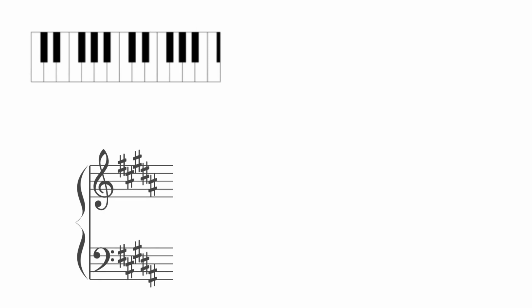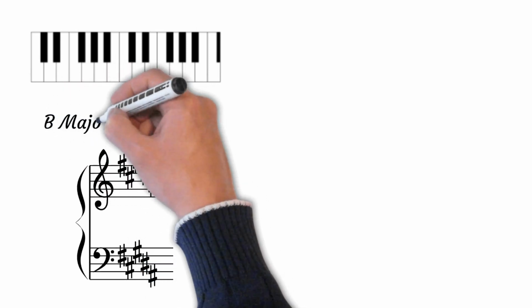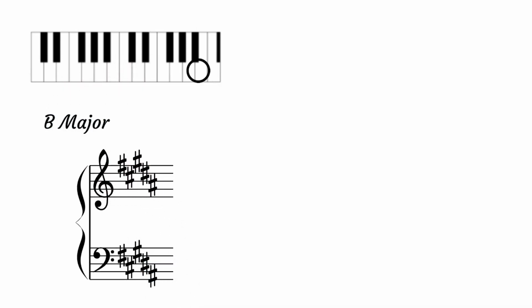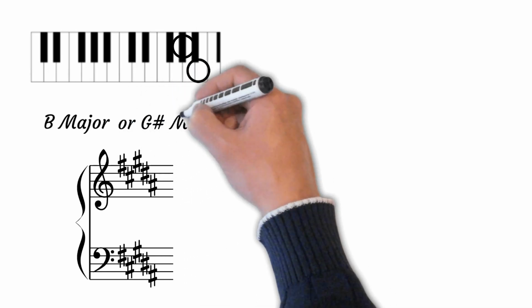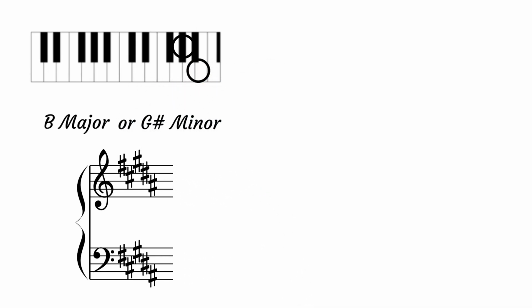Let's take a previous example. We have already identified that a key signature with 5 sharps corresponds to B major. Now traveling 3 half steps down will take us to A sharp, then A natural, and finally G sharp. So, the relative minor of B major is G sharp minor. This means that the key signature of 5 sharps corresponds to B major but can also correspond to G sharp minor.